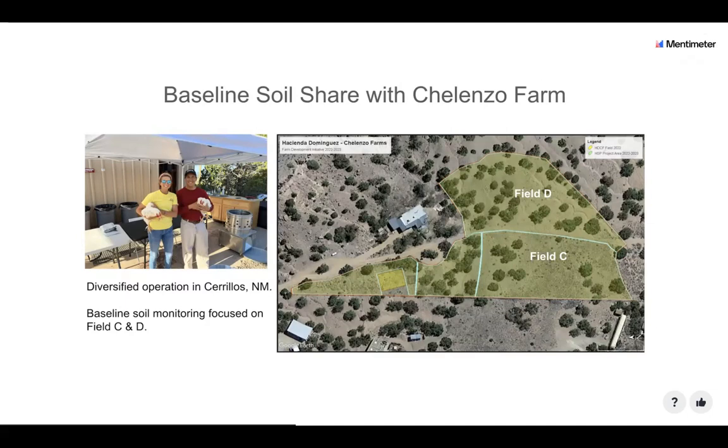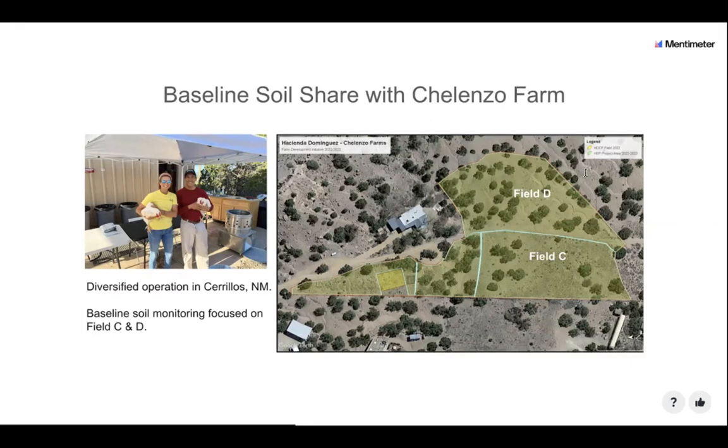Our baseline soil testing and monitoring really focused on fields C and D. So they're in a pinon juniper kind of sloped forest, and the water moves from off of the mesas and the hillsides in field D towards field C. So, thinking about erosion with respect to how they're going to build organic matter is certainly something that they want to consider and keep in mind.